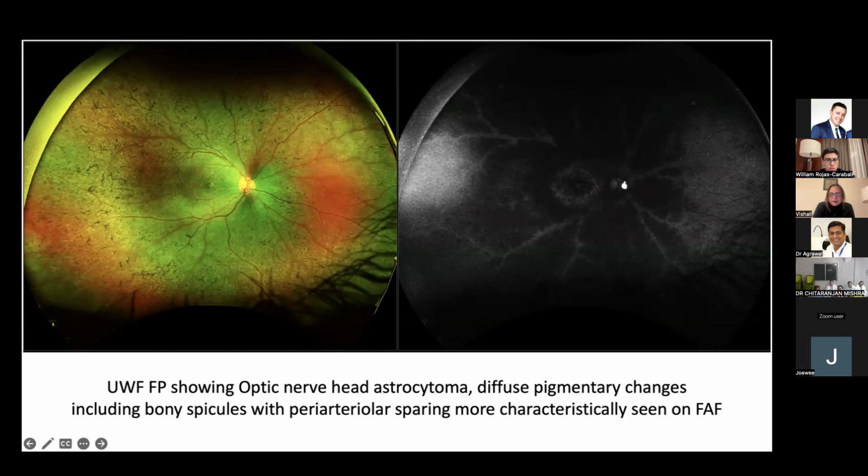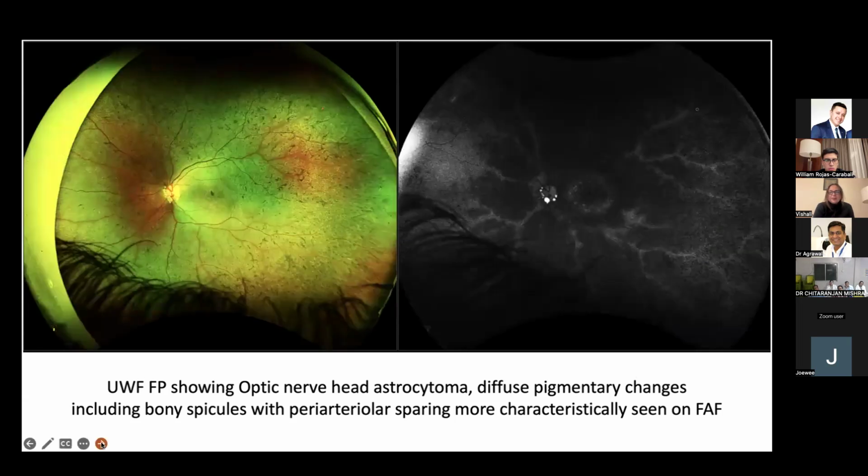There are diffuse pigmentary changes, including bony spicules, but you will also notice there is periarteriolar sparing, which is very characteristically seen on fundus autofluorescence. This is the left eye, which again shows optic nerve head astrocytoma, lower nasal quadrant, and the nasal you can see beautifully, diffuse pigmentary changes and periarteriolar sparing, which again you appreciate better on FAF.